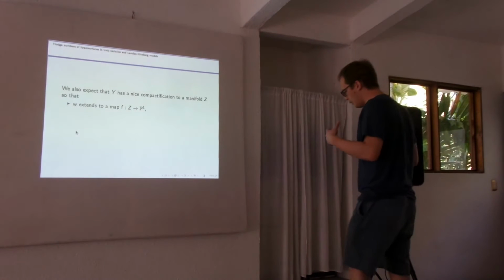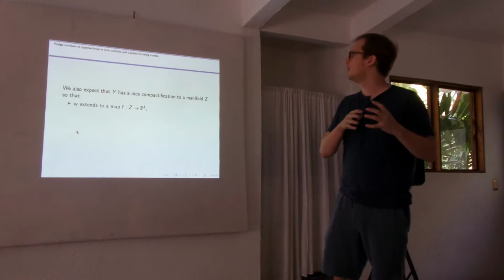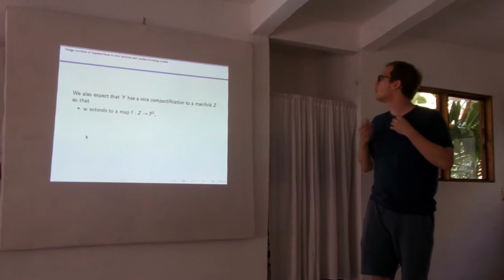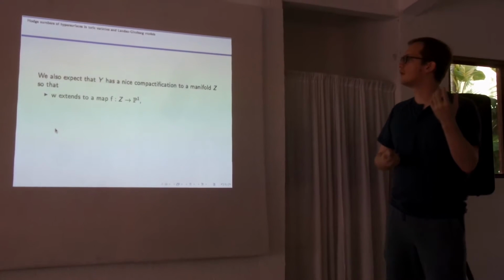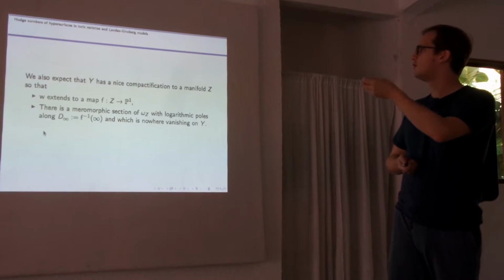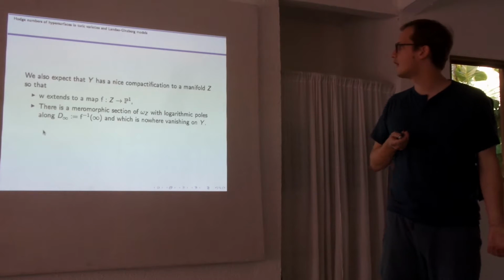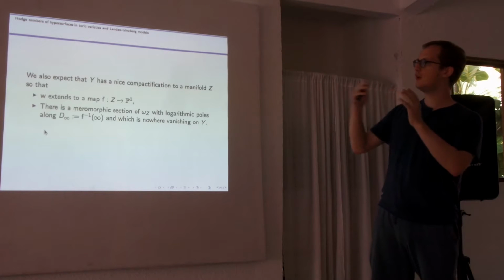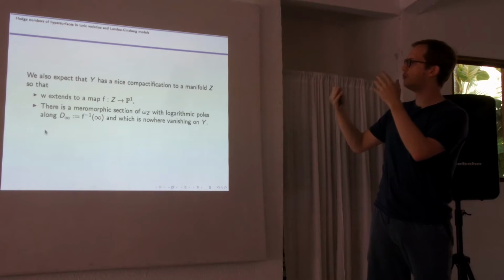For mirror symmetry to hold between a Fano variety and a Landau-Ginzburg model, we expect a bunch of different things to be there. We want a compactification of this variety Y to a manifold Z, so that W extends to a map F from Z to P1. This was originally just a map to C, or A1. We want the existence of a meromorphic section omega of Z with logarithmic poles along the fiber at infinity. So the thing we added to get Z should have just log poles along it.